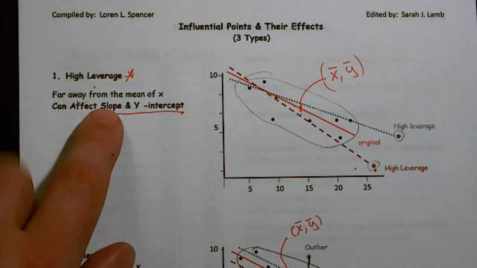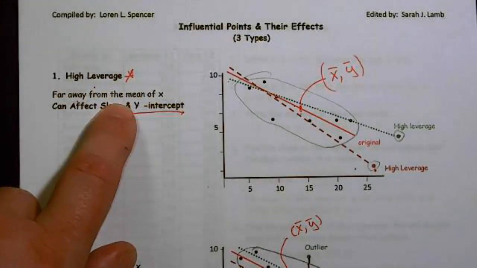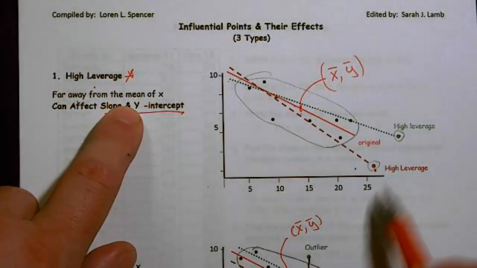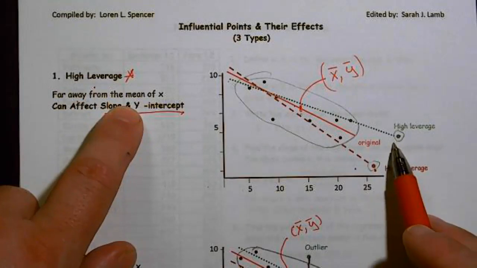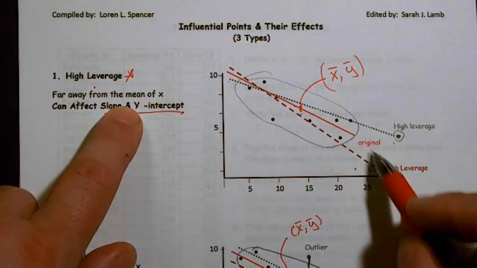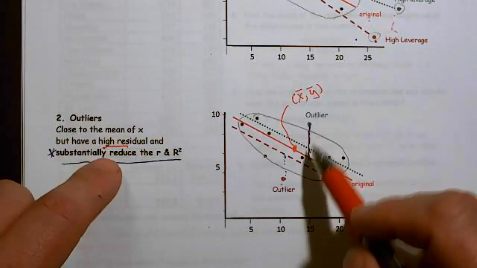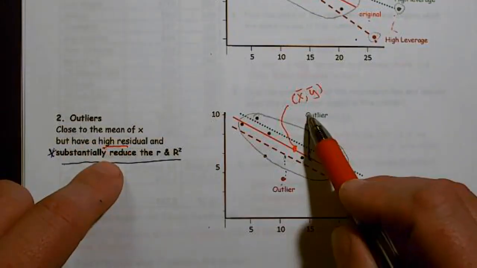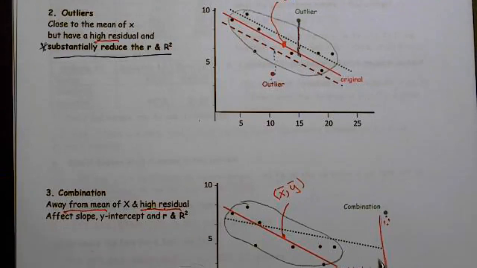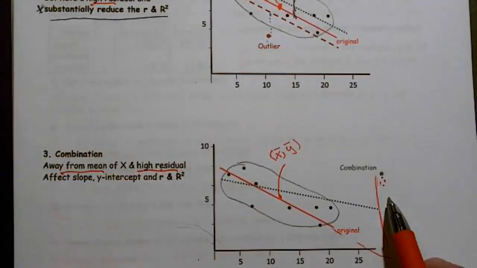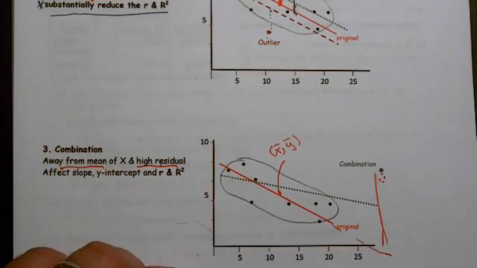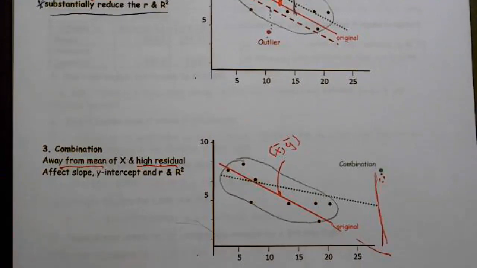So the combination: for high leverage, far away from the mean, but not necessarily a large residual. Yeah, it has a decent sized residual, but it's not huge. Here, we're close to the mean, but have a large residual. And finally, a long way from the mean and with a very high residual. So the combination impacts the slope, the R, and the R squared.